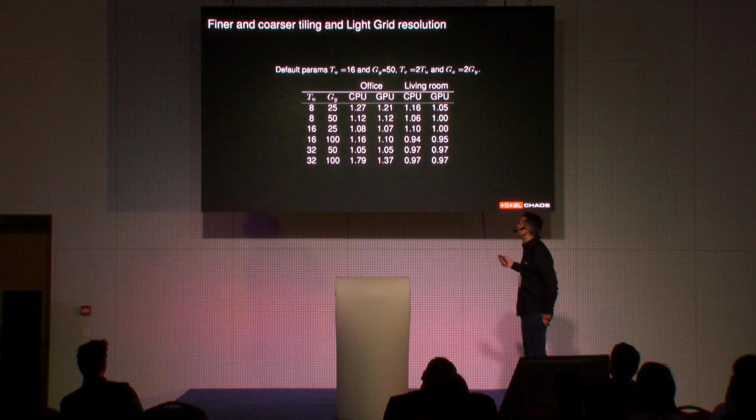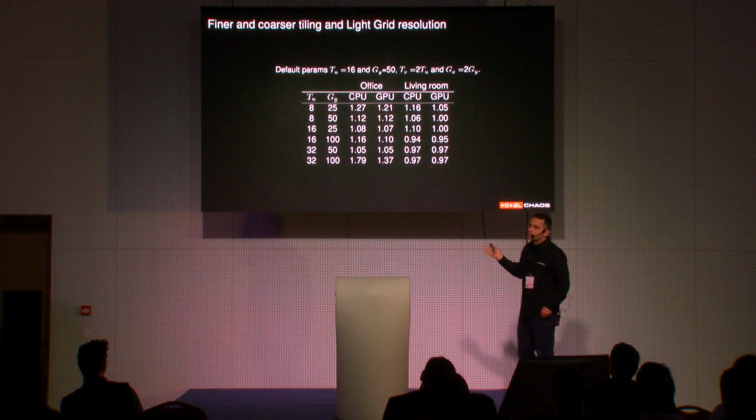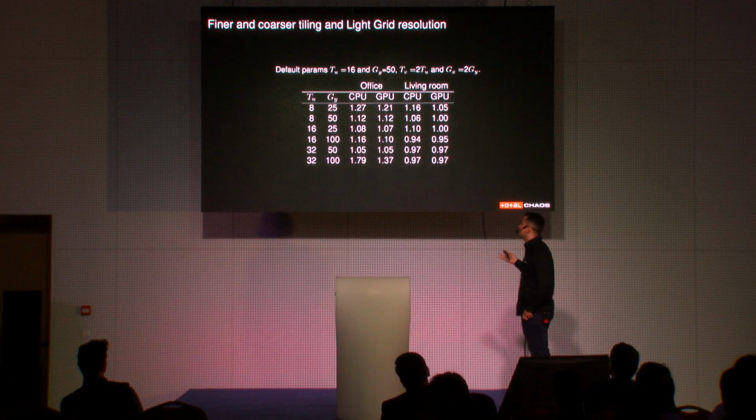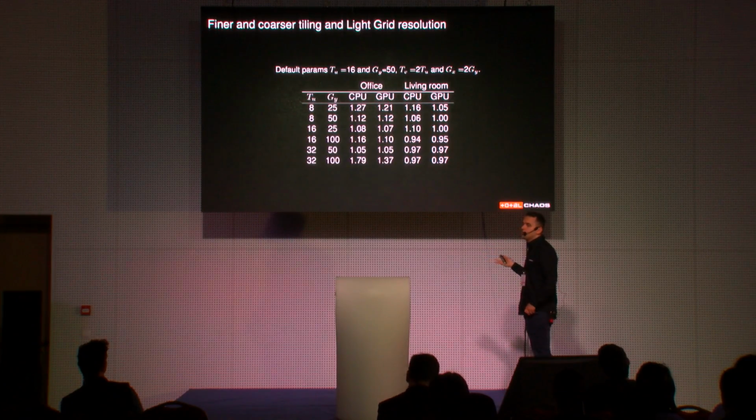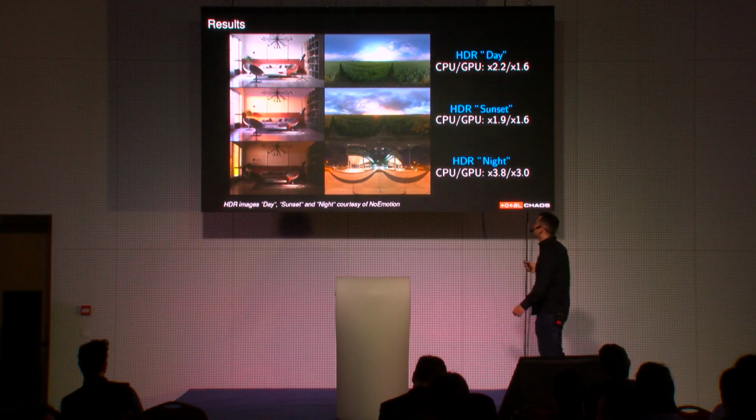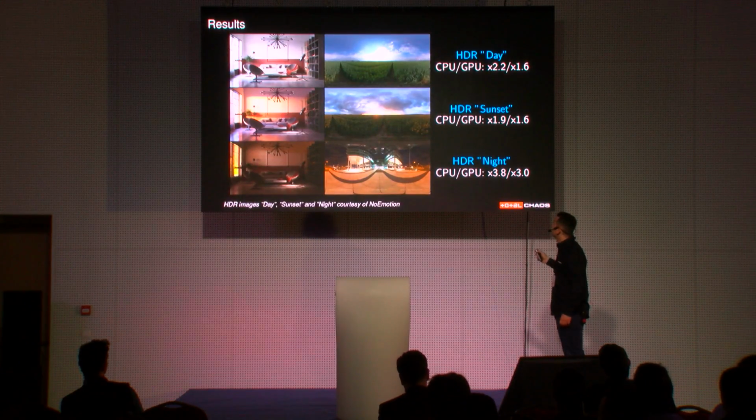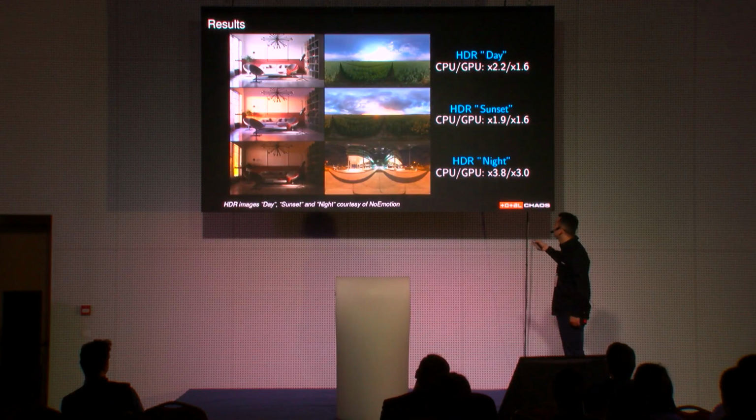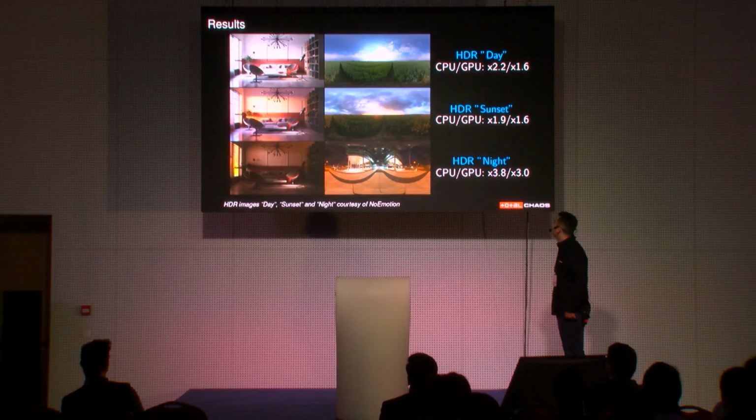Then here we were playing with the parameters. It turned out that the algorithm is comparatively stable when we use different resolutions, so it's not so interesting. These are some more results with different HDRs with the living room scenes. Here almost everywhere we have 1.5 to 2 times faster. Here we have almost 4 times faster with our new algorithm.